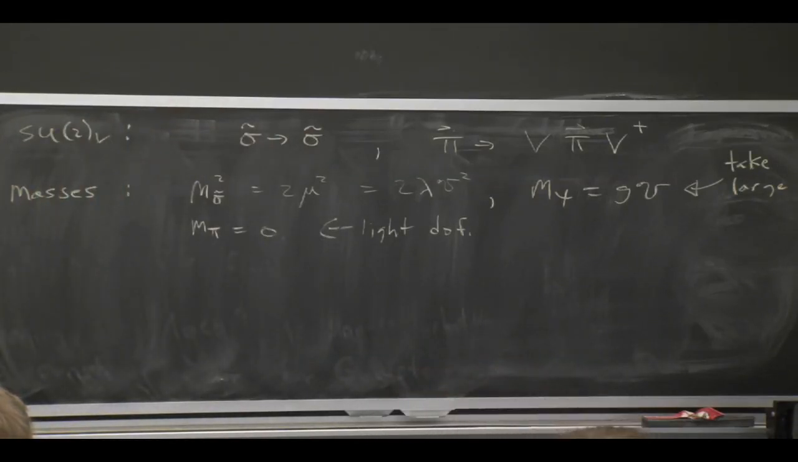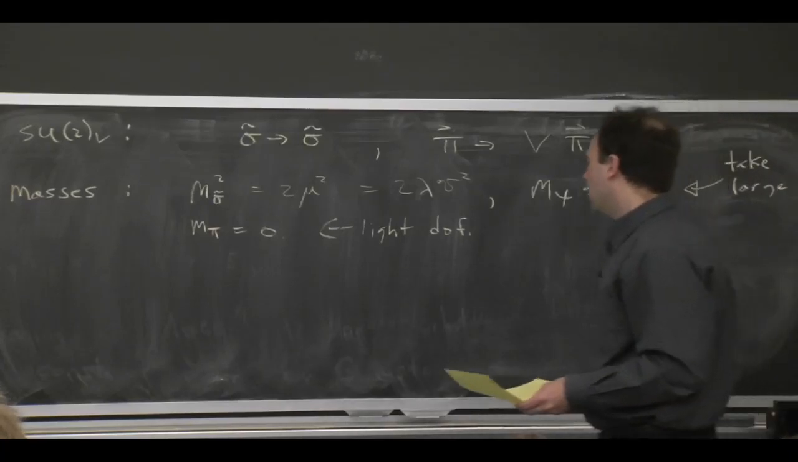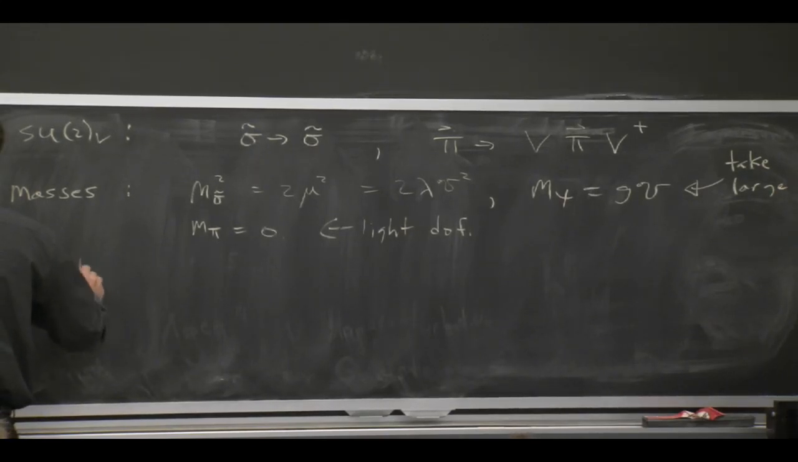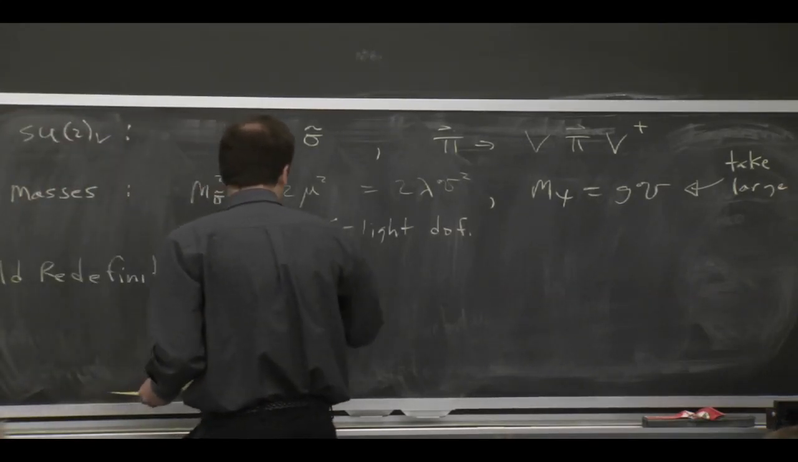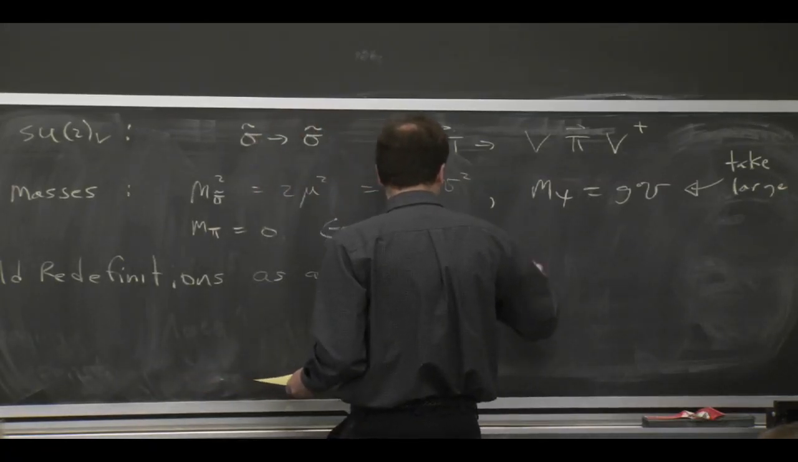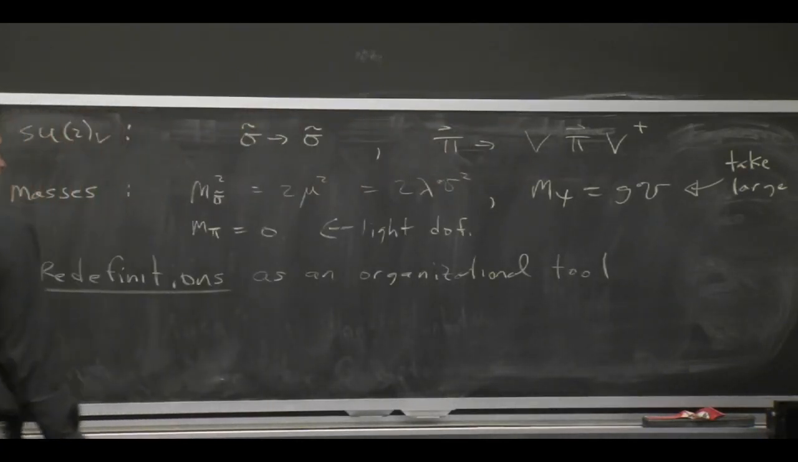So we could do that just by thinking about this Lagrangian, but it turns out that you can make field redefinitions and think about using different formulations, which are entirely equivalent, and some of those are more useful than this linear sigma model. So we're thinking here of field redefinitions as an organizational tool. So you'll see what I mean when we go through this. So let's consider some different choices.